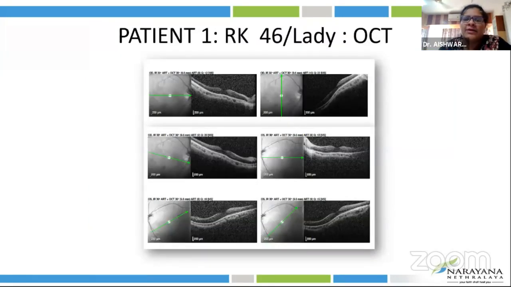Let's go ahead. Coming to the OCT, OCT showed a routine myopic fundus, which had some amount of thinning in the retina, but at the same time, structural damage or structural changes were not present in both the eyes.